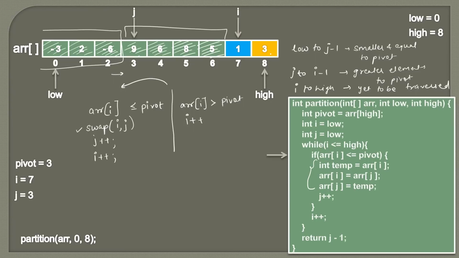Now 1 is less than or equal to 3. So this condition comes out to be true. We need to throw this 1 because it is lesser than or equal to pivot in this direction so that it can come in this range. We simply swap i and j.